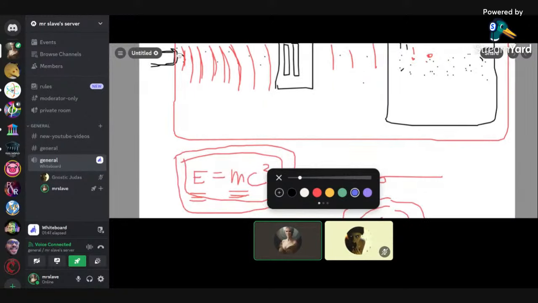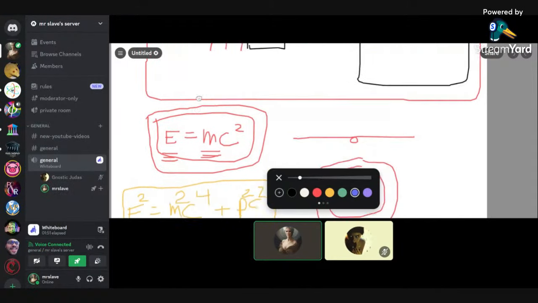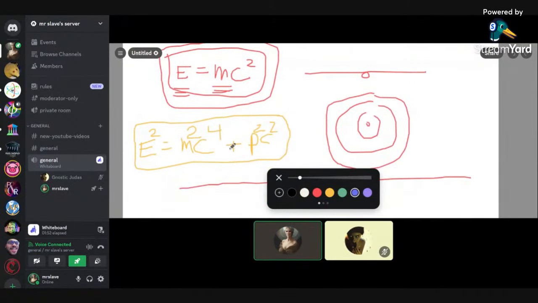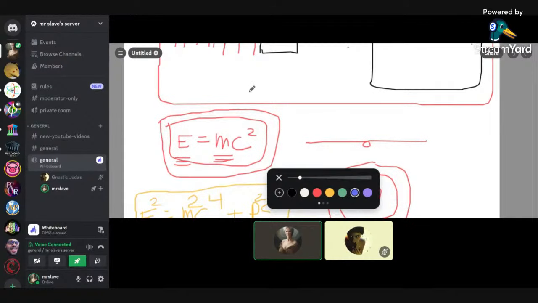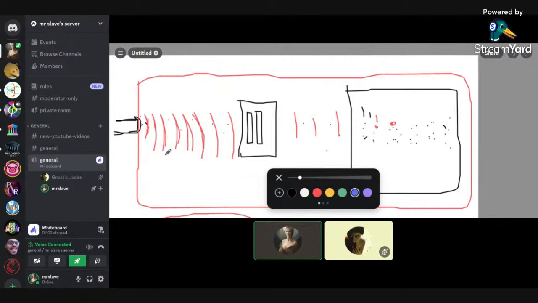So, we know from Einstein E equals mc squared, or there's also a version for photons, E squared equals p squared c squared, meaning we can convert a particle, any particle, into energy, and energy could be a wave. So a particle can convert at will or when needed into a wave.